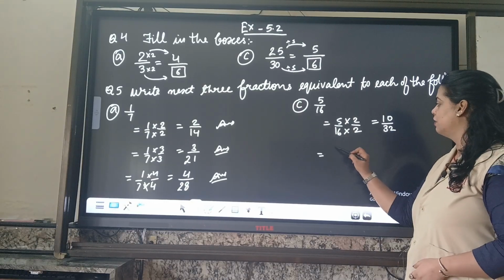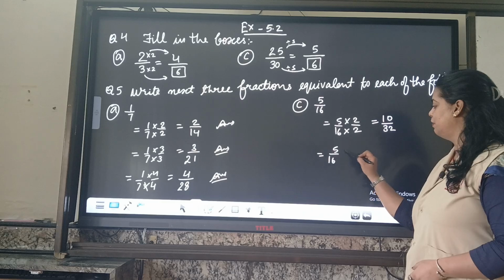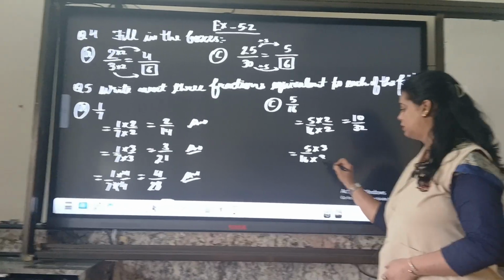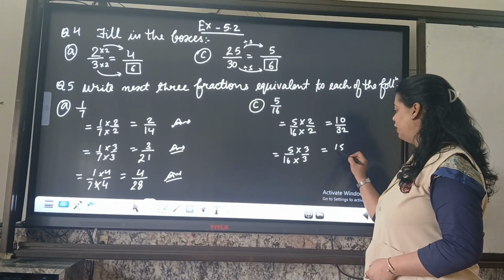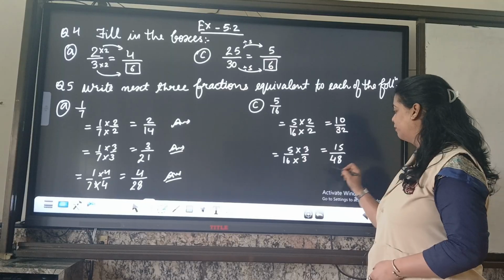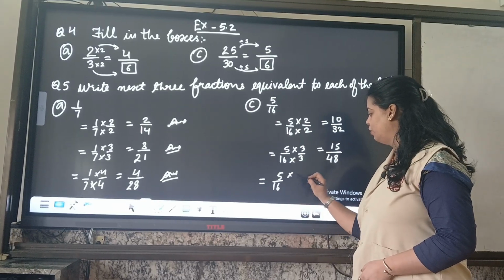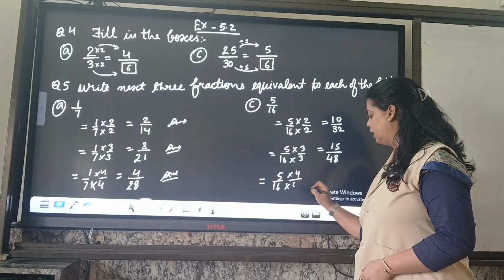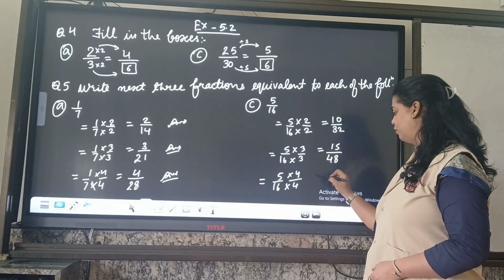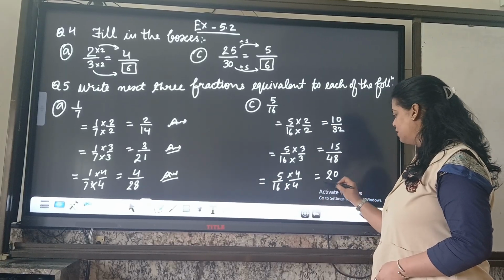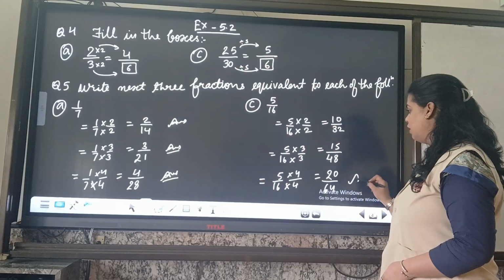Next, 5 upon 16 multiplied by 3, and the denominator also. So it will give you 15 upon 48. And the last one, 5 by 16 multiplied by 4. And 5 fours are 20 and 16 fours are 64. These all are your answers.